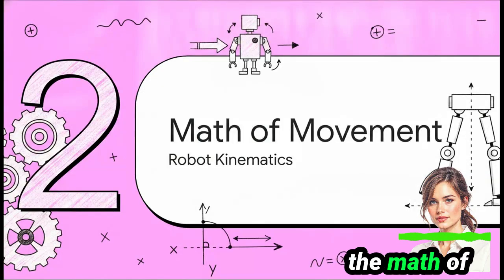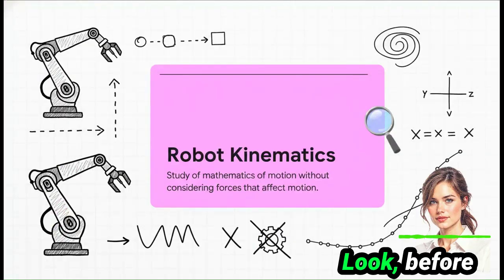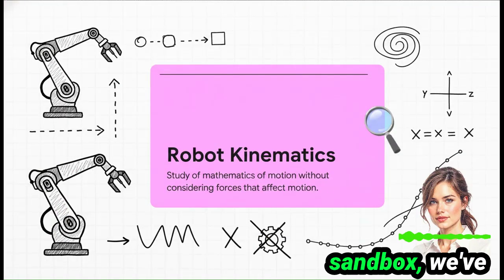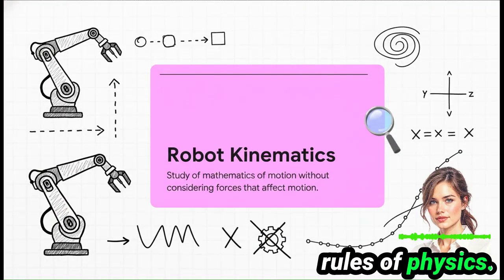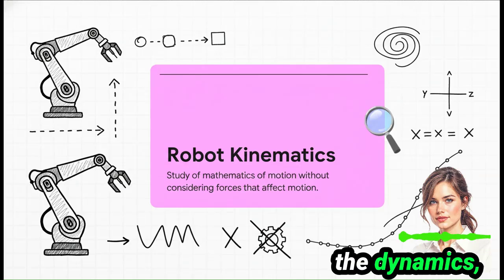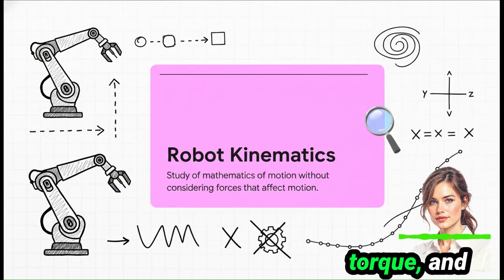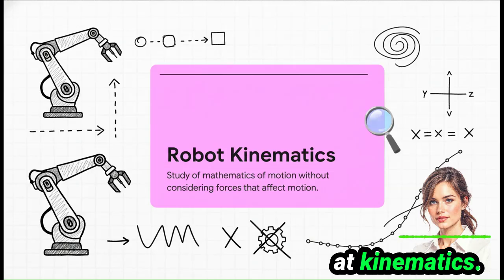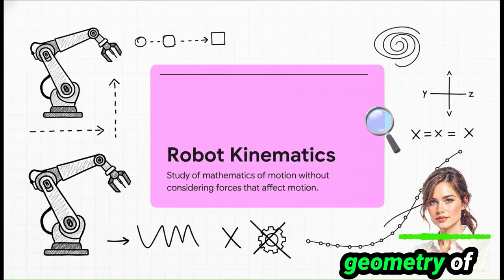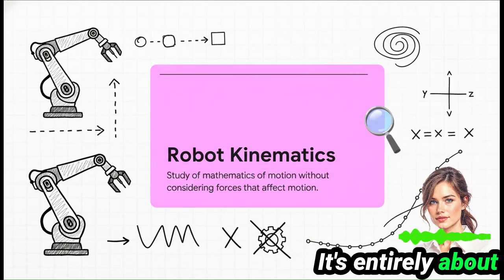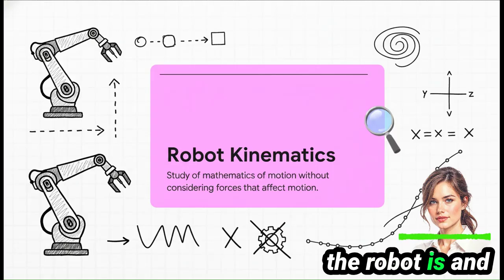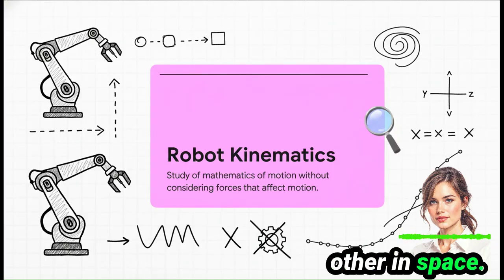Moving right along to the math of movement, let's talk about robot kinematics. Look, before we can play in our virtual sandbox, we've got to set up the rules of physics. We start by stripping away the dynamics, things like gravity, friction, and motor torque, and we just look at kinematics. This is the pure, unadulterated geometry of movement. It's entirely about figuring out exactly where the robot is and how its parts relate to each other in space.